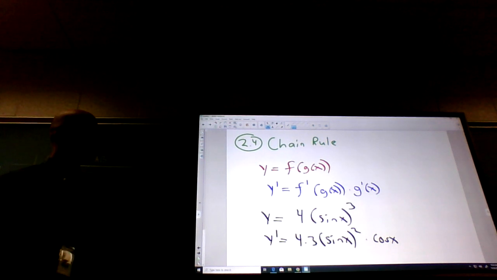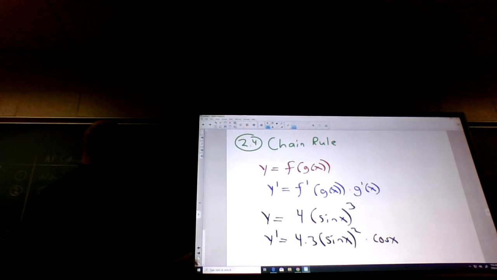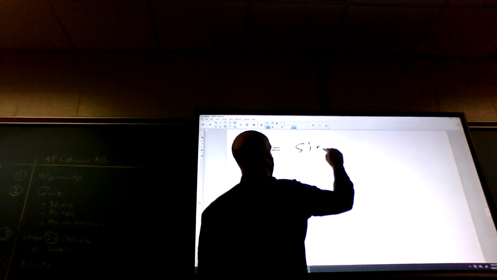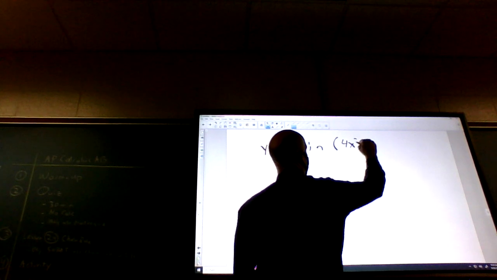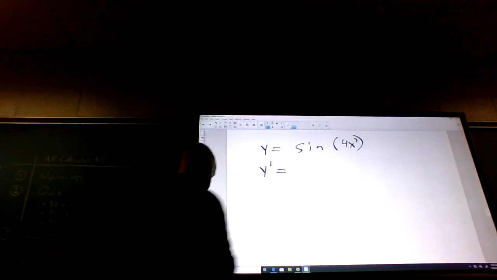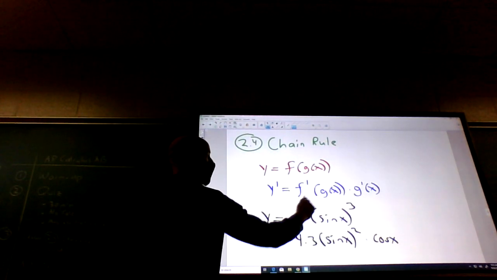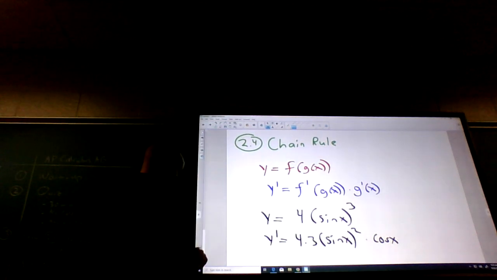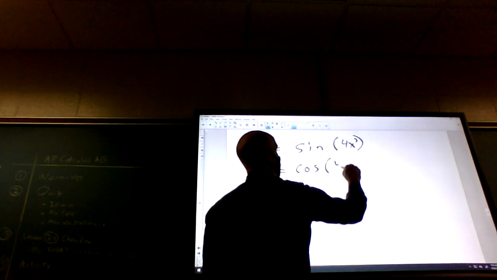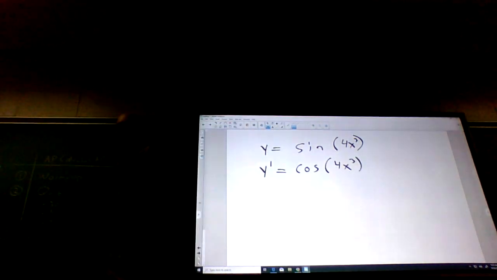Okay. Let me do a slightly different problem. Same idea. Let's say that y is, now this time I'm going to do sine of, let's say 4x to the third. Would you guys recognize that that is a composition of functions? There's a function inside of a function. Okay. So y prime, and if I go back to here, first thing I do is I do the derivative of the outer function, leave the inner function alone. Okay, so what's the derivative of the outer function? Oh, that's cosine. Guess what I do to the inner function? Nothing.